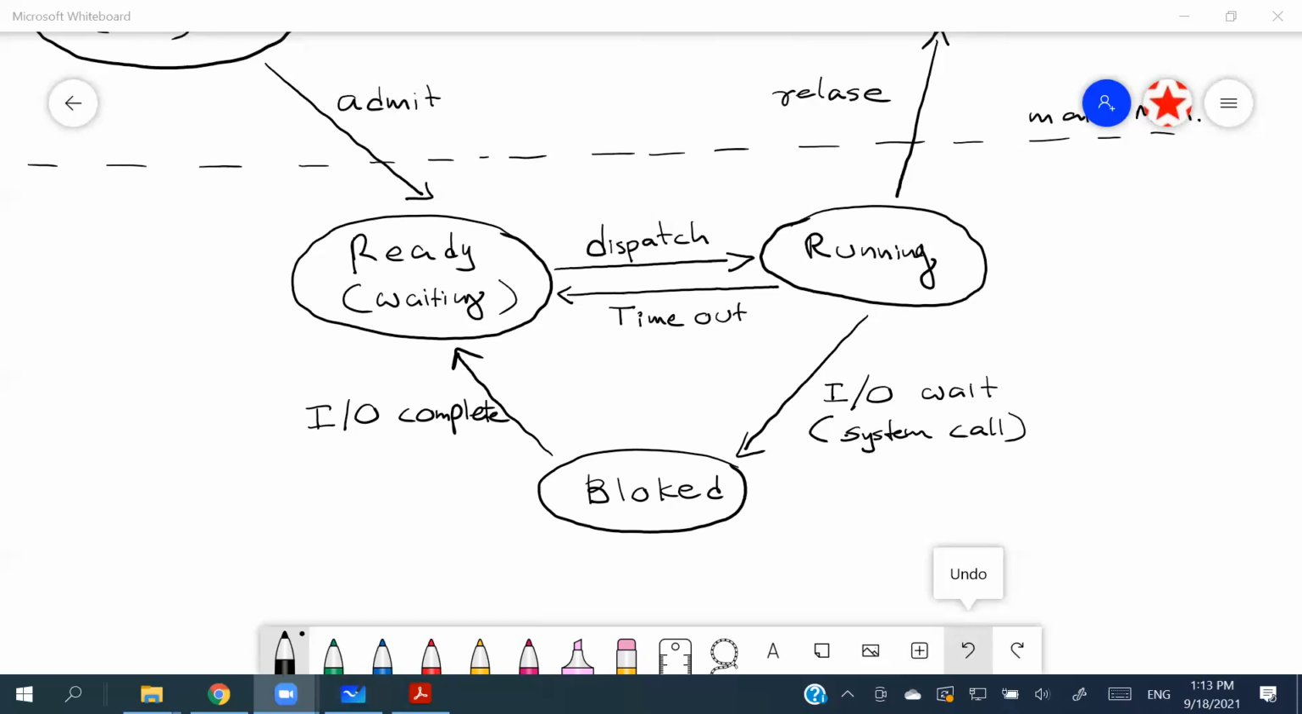Is it clear, people? So far? How the states are being changed? Is that clear? Okay, great.